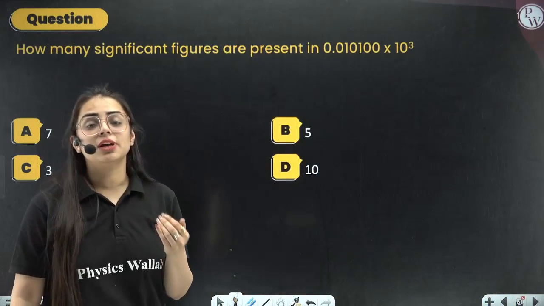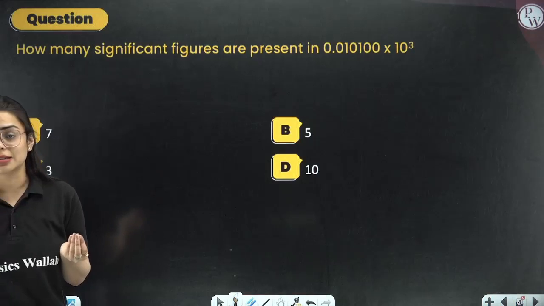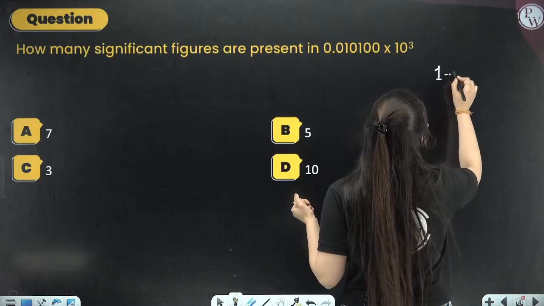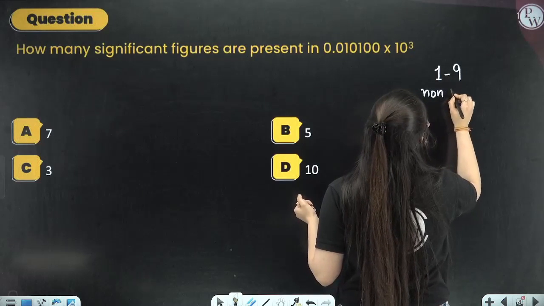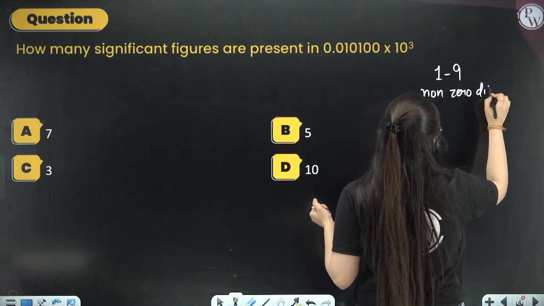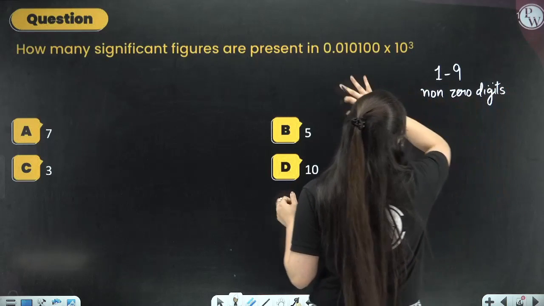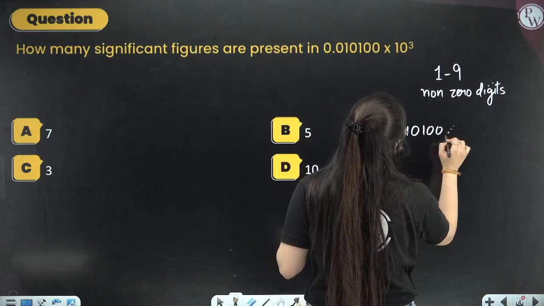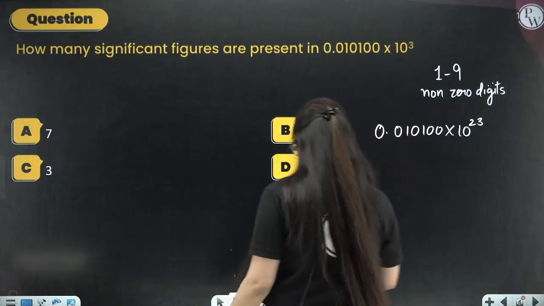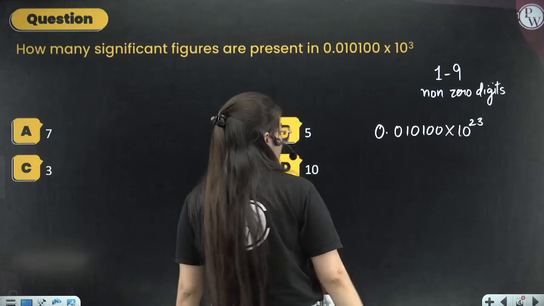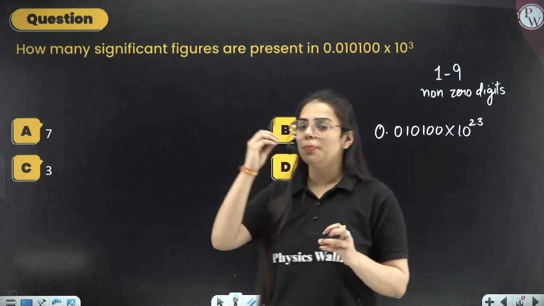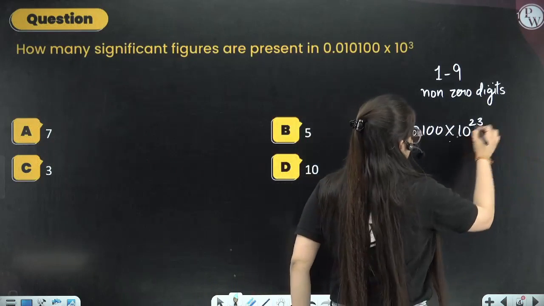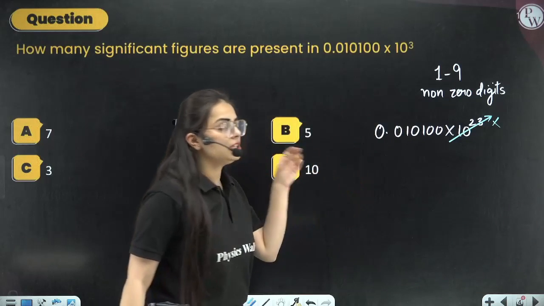To calculate significant figures, the very basic thing that you need to understand is the non-zero digits. What are the non-zero digits? From 1 to 9, 1 to 9 are the non-zero digits. Now, what is the given question? The given statement is 0.010100 into 10 raised to the power 23. Let me tell you one basic thing over here, that whenever you have been provided with 10 raised to the power something, that holds 0 value. So you don't have any value over here. This is being cancelled.